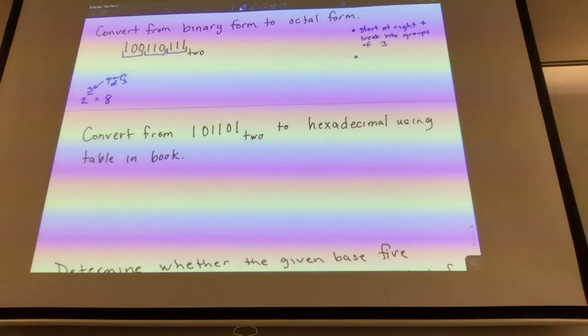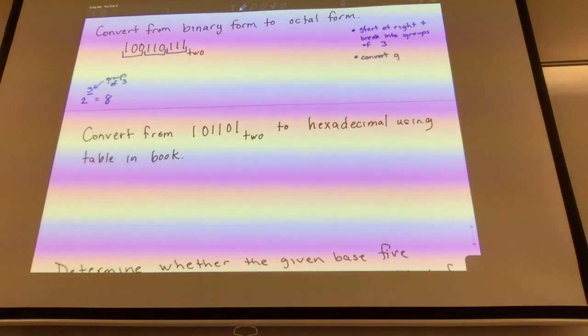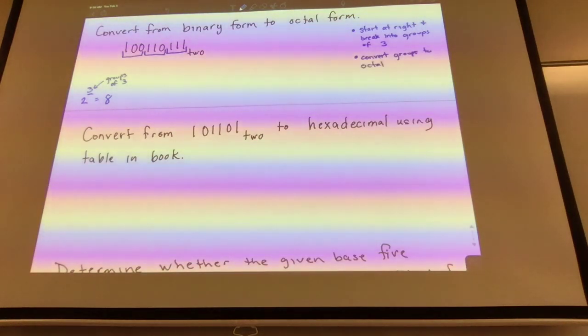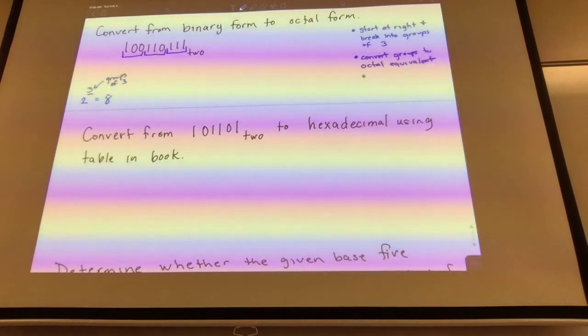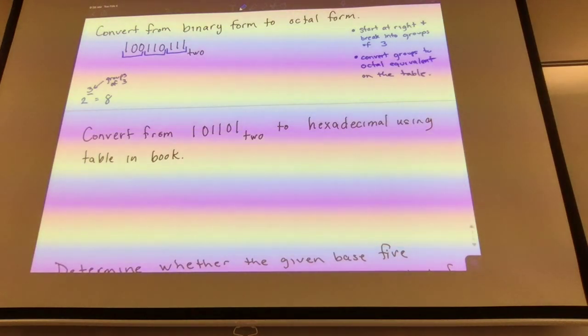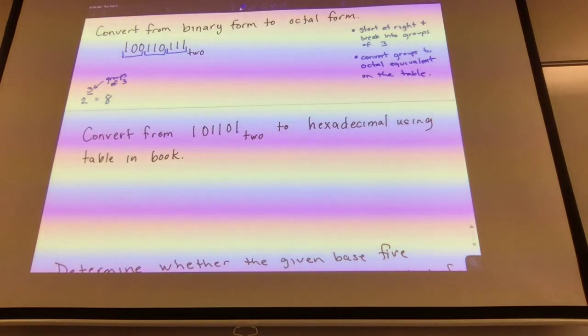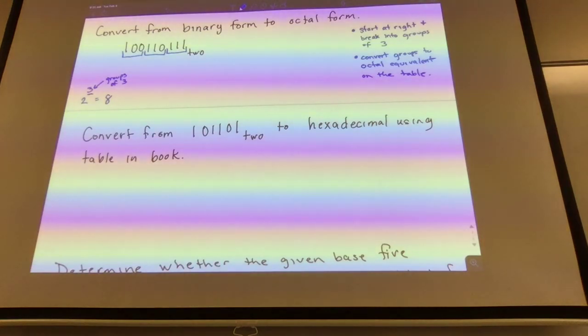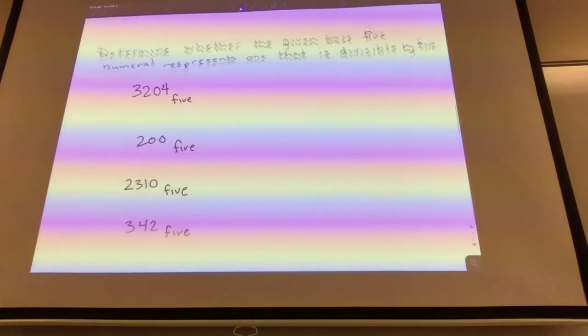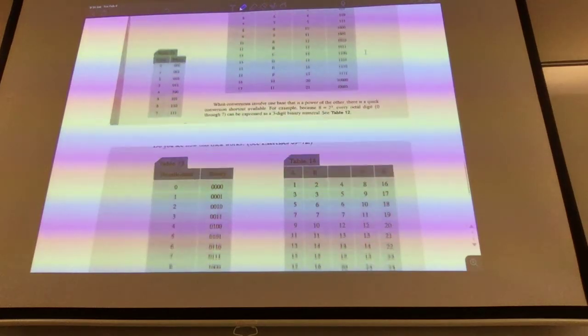And then the next thing is convert groups to octal equivalent on the table. So we have our groups, so one group is 100, the next one is 110, and the next one is 111. We need to go to our table, binary to octal, and let's see if we can find that. So you have those numbers on you.